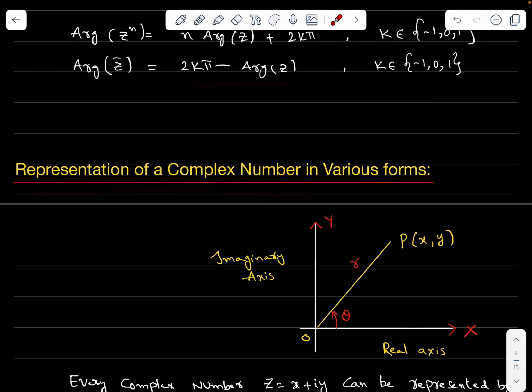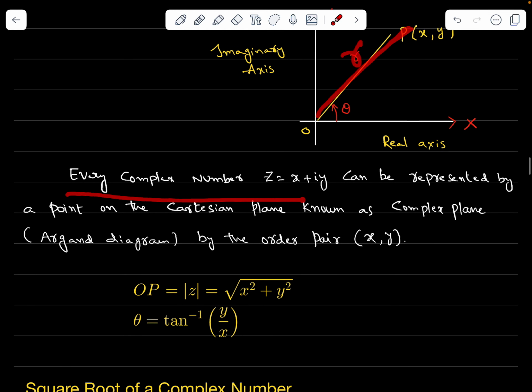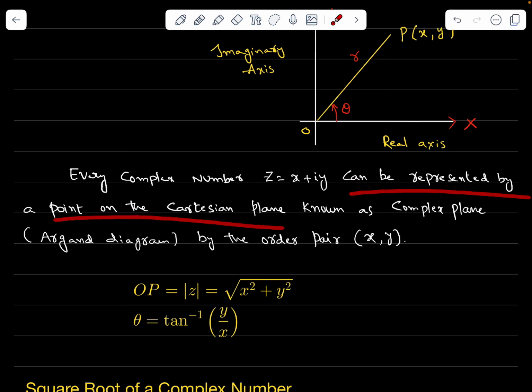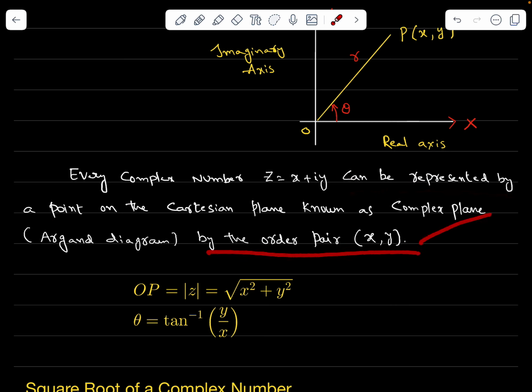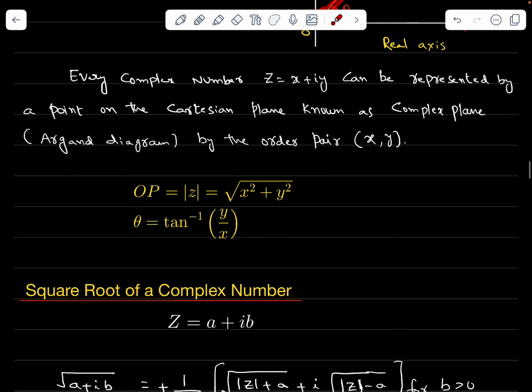Representation of a complex number in various forms. This is the real axis, this is the imaginary axis. This is the value of r. You can observe this diagram. Every complex number z is equal to x plus iy can be represented by a point in the Cartesian plane known as the complex plane, the ordered pair (x, y). OP is equal to mod z, that is equal to root over x square plus y square. Therefore, theta is equal to tan inverse y by x.